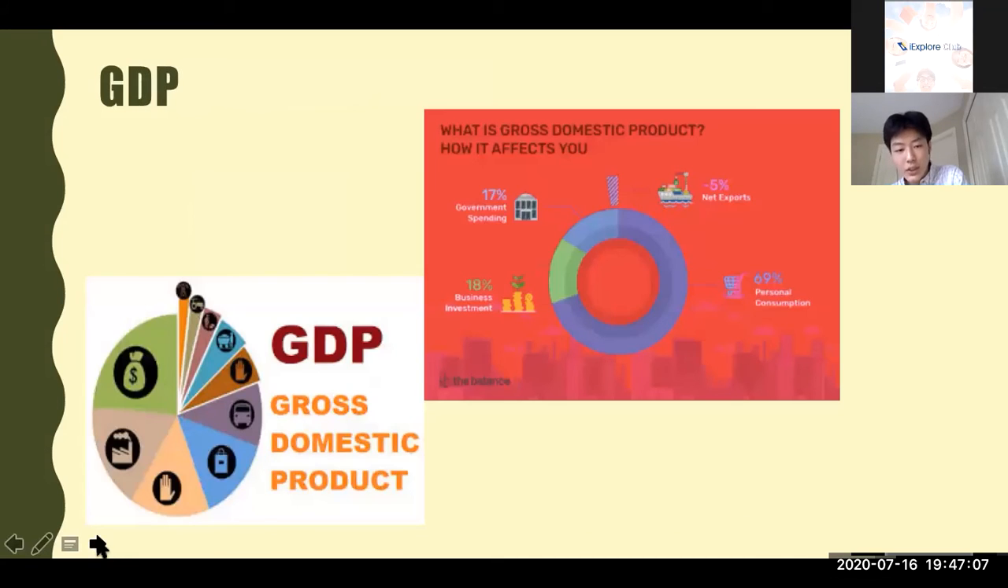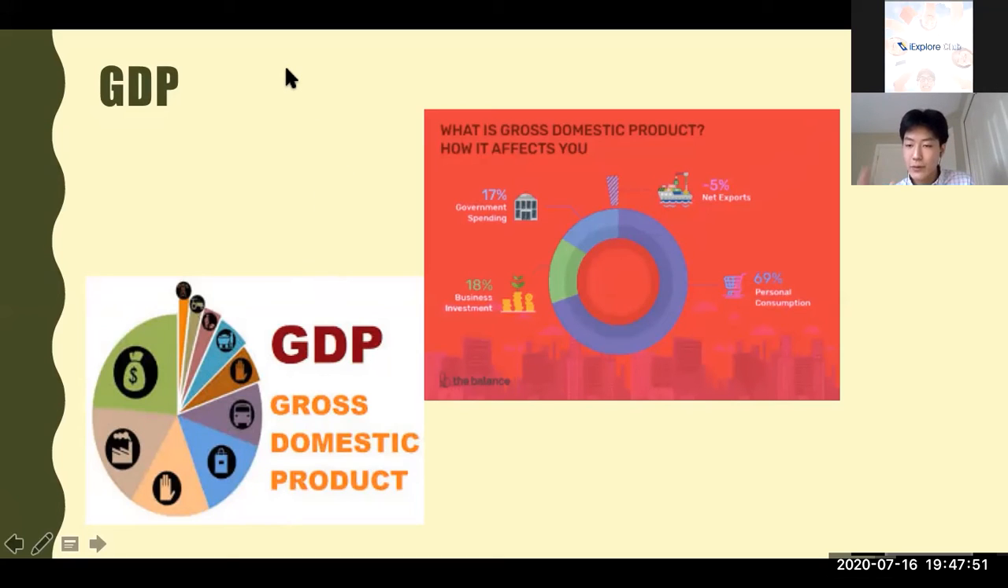So the last concept I'm talking about is GDP. GDP is actually really simple. It's an abbreviation for gross domestic product. So I'm going to break it down word by word. Gross means total. Domestic means your own country. Product means things that you made or you consumed. So gross domestic product contains several aspects: consumption, government spending, investment, and also net exports.